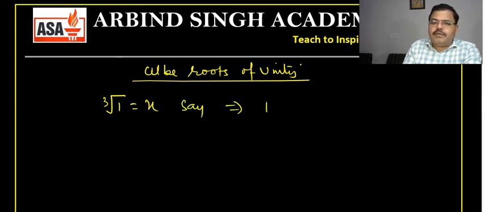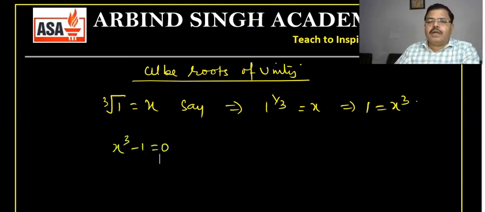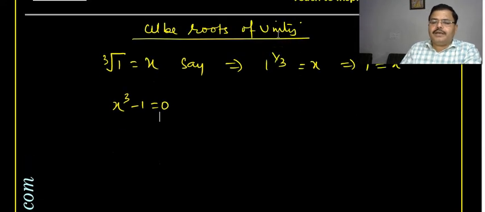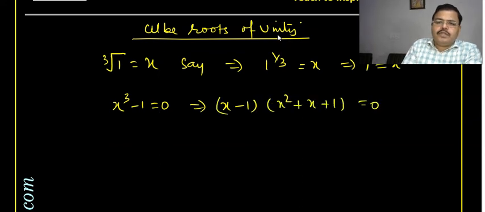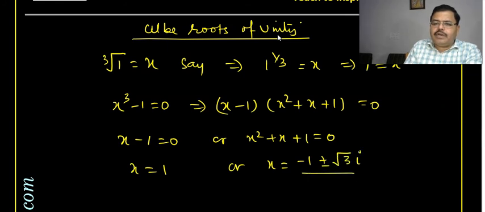This implies 1 to the power 1 by 3 is equal to x, and so we can say 1 is equal to x cube. We can write x cube minus 1 is equal to 0, and further we can write (x minus 1)(x square plus x plus 1) is equal to 0. So either x minus 1 is equal to 0 or x square plus x plus 1 is equal to 0. In that case, x is equal to 1 or x is equal to minus 1 plus minus root 3 iota by 2, where we have applied the formula with b square minus 4ac.